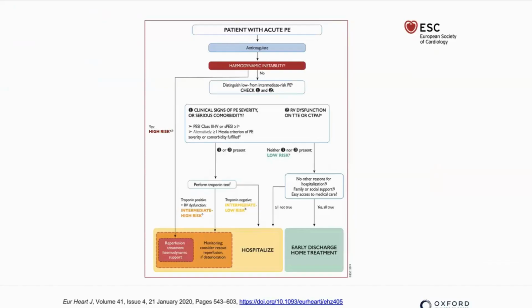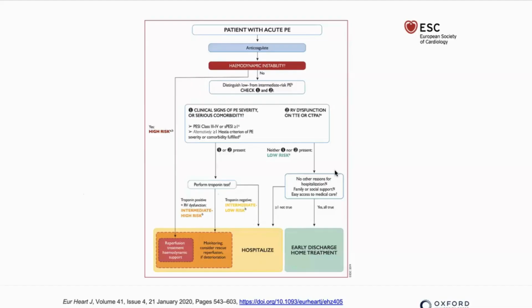So in the end, the echo is going to tell you a whole lot more than a BNP is going to give you. So I actually don't necessarily like that test as much. If you look at this algorithm, which is from the European Society for Cardiology, the troponin is actually the deal breaker in terms of, is the PE intermediate high risk or is it intermediate low risk? And what that means is that intermediate high risk patients are more likely to get intervention. The intermediate low risk patients are less likely to get intervention and more kind of conservative management. So the troponin, I think, is a very essential test to get.